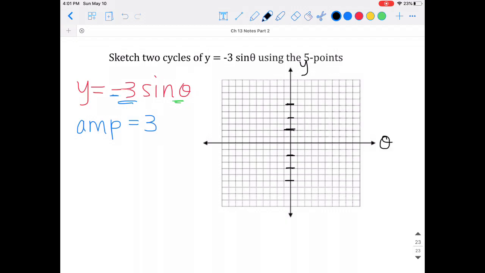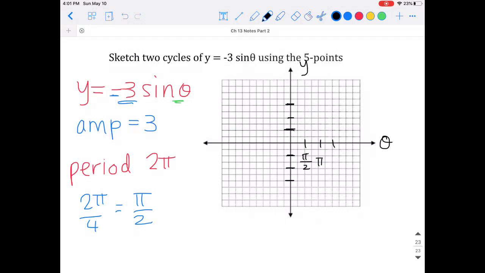And on our theta axis, we're going to use the period to mark off the intervals. So the period of this function, again, there's no b value, so our period is just going to be 2 pi. To figure out the intervals that we're using on our theta axis, we do 2 pi over 4, which simplifies to pi over 2. So this is staying the same as the last few examples. So we use pi over 2 to label our theta axis. So from 0, we go to pi over 2, to pi, 3 pi over 2, and 2 pi.